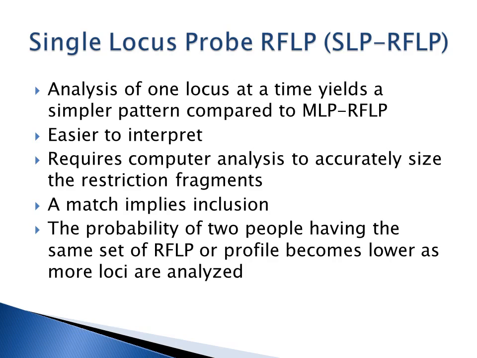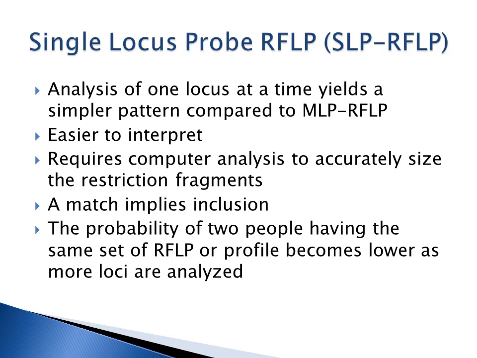So since the multi-locus probes are difficult to analyze, there was a development of a single locus probe RFLP where you analyze 1 locus at a time. So you get a much simpler pattern. It's easier to interpret. However, it does require computer analysis to accurately size those restriction fragments. And if you get a match, that would be an inclusion criterion for two people to be the same.